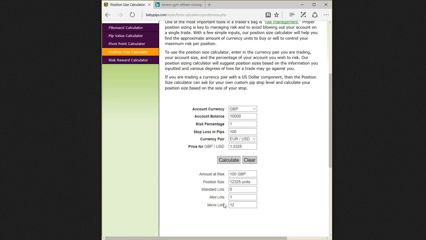So in summary, if we buy euro dollar at 1.7100 with a stop at 1.7000, 100 pips, and we buy 12,325 units exactly, we know that we have taken the correct 1% risk for the trade. And so if we do lose in that position, we're only losing £100, and that means we are correctly risk managed.